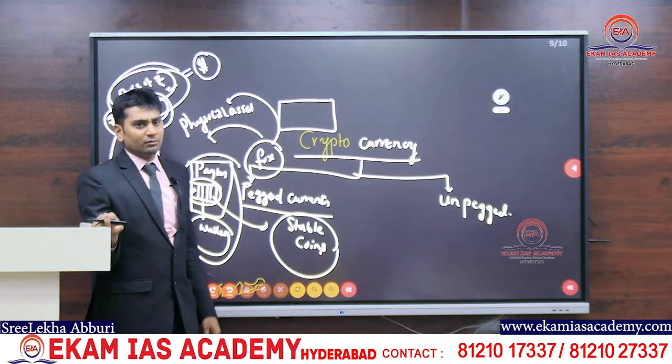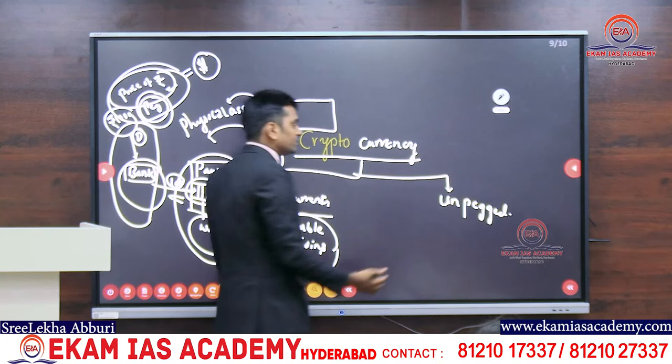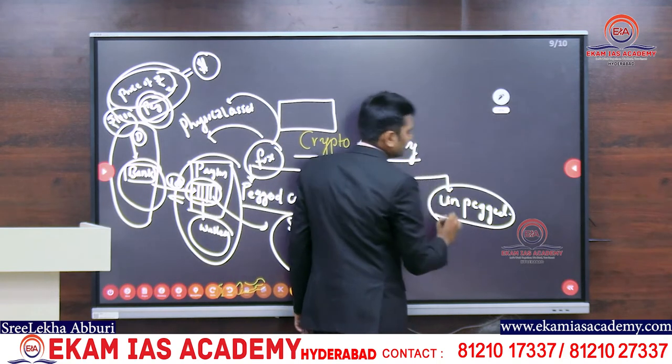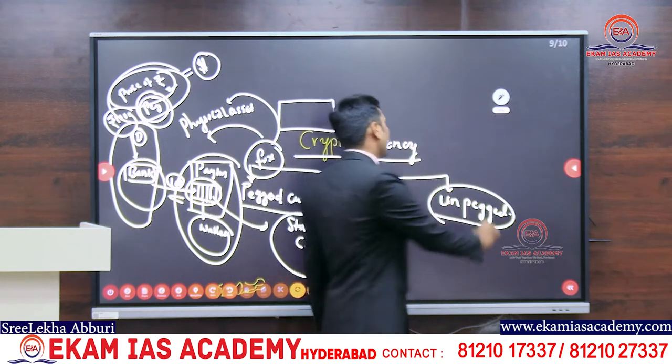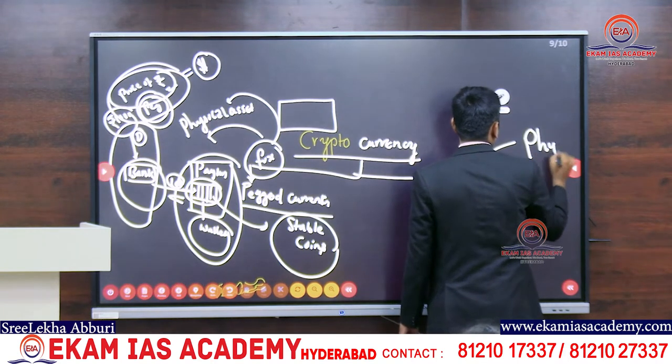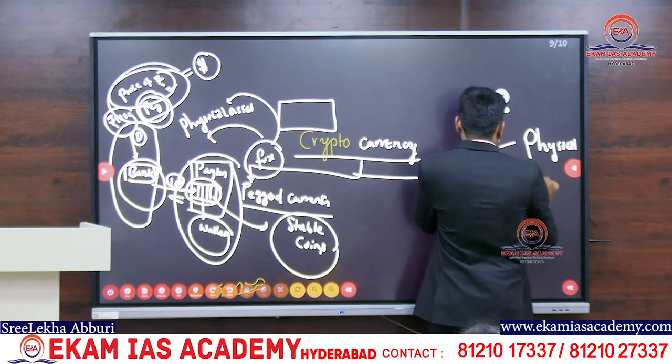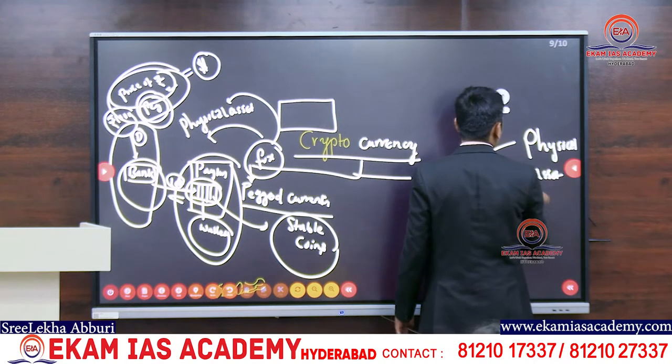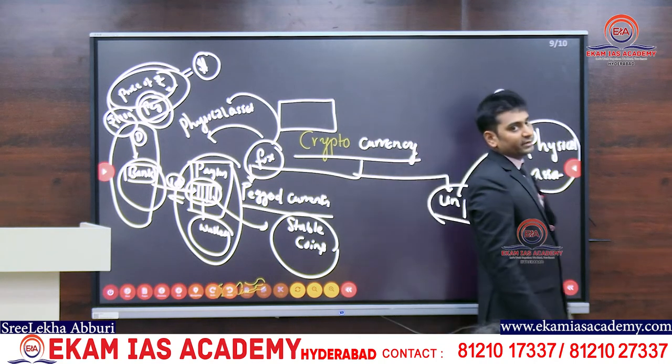Whereas unpegged currencies are those currencies which will not have anything in the physical asset. There will be no backing of physical assets here, like dollars.